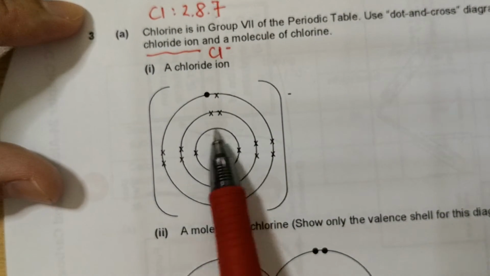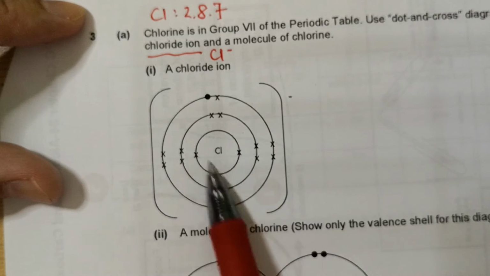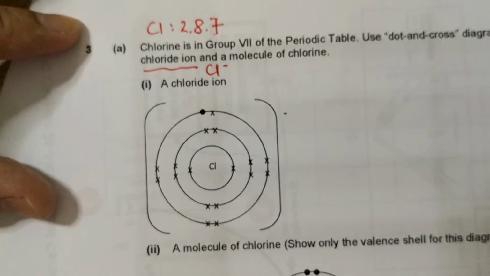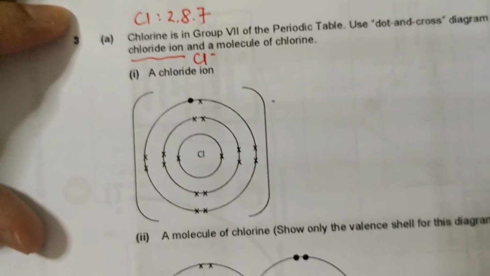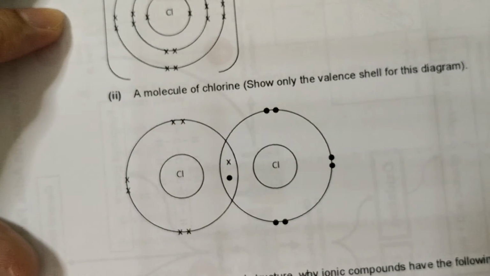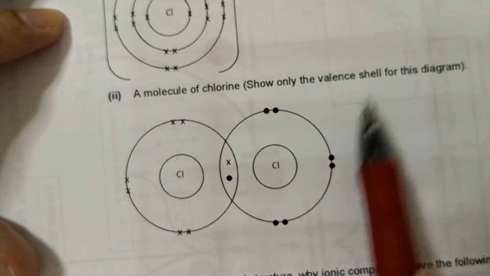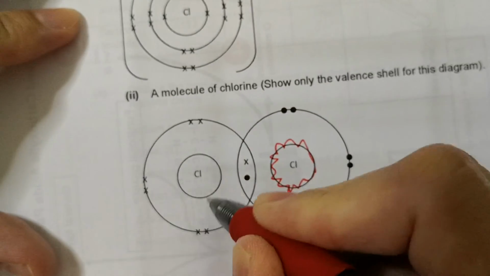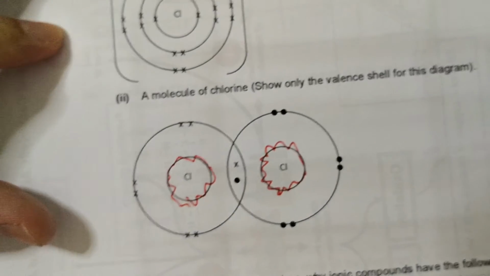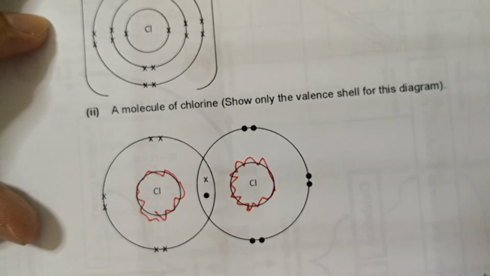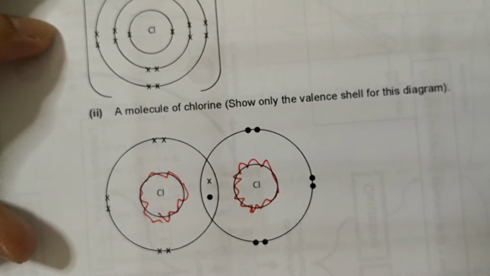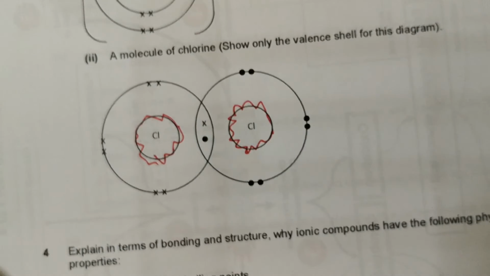That is why when you draw the dot and cross diagram, it will be 2,8,8, and then the charge is negative, chloride ion. For the chlorine molecule, the atoms will share electrons. This is very similar to fluorine gas. Show only the valence shell. In fact, this inner circle is not needed. It is very confusing because the question asks to show only the valence shell, which means one electron shell. So there is supposed to be only one circle for each chlorine atom, and the inner circle actually need not be drawn.